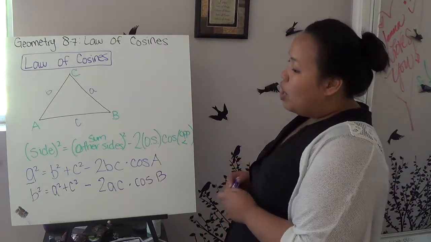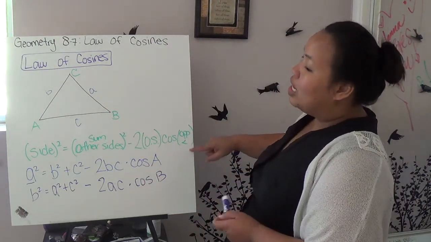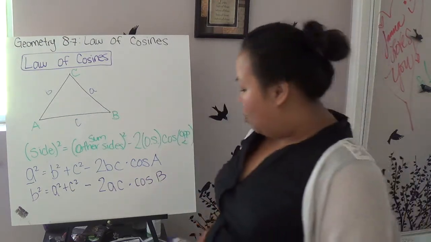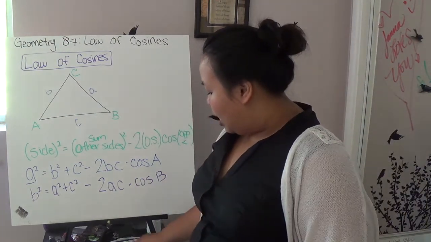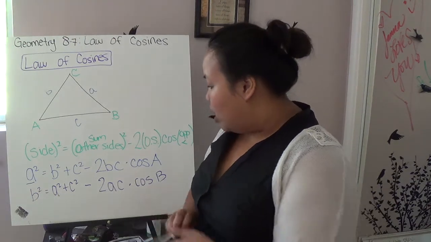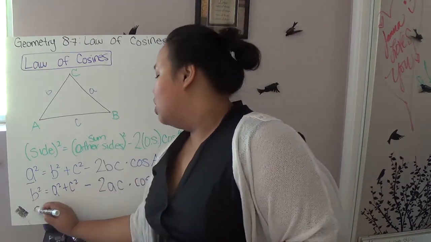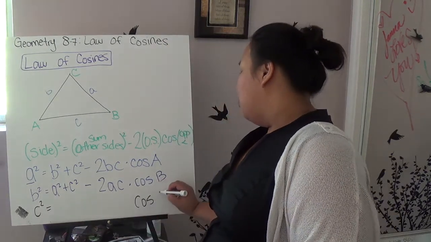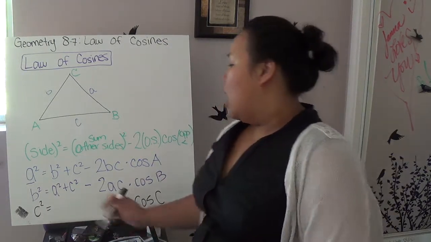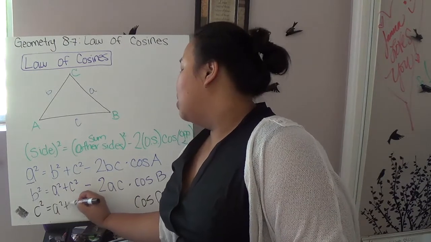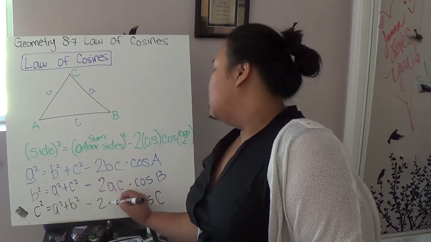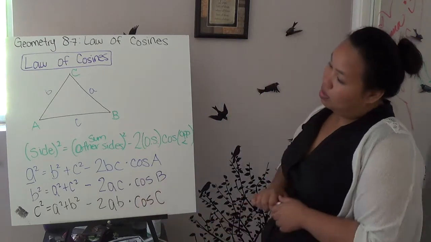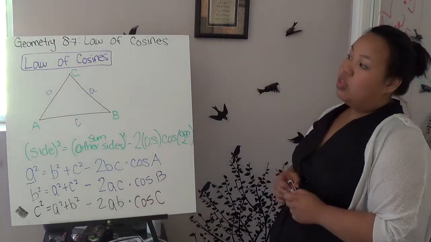The reason I want you to learn to do it this way is that even if these are labeled as completely different things, you'll know how to set it up, just like with the law of sines and how the proportions are created. Our last one is C squared. So let's look at C squared. That means this has to be cos of C, and our other sides are A squared plus B squared minus 2 times AB. And that's how we create the law of cosines.